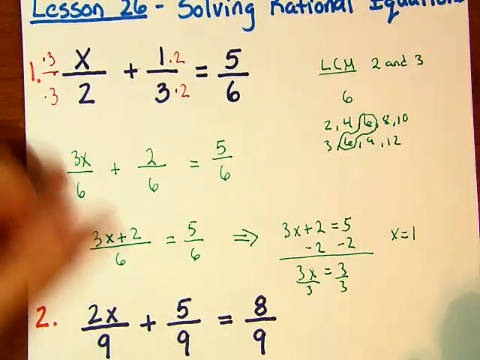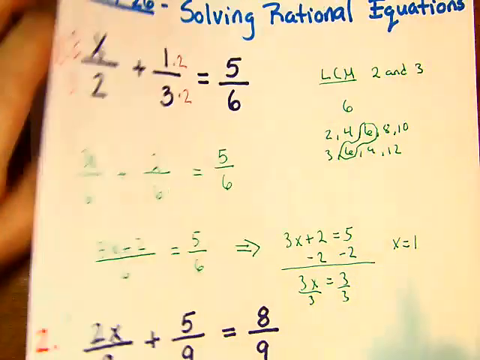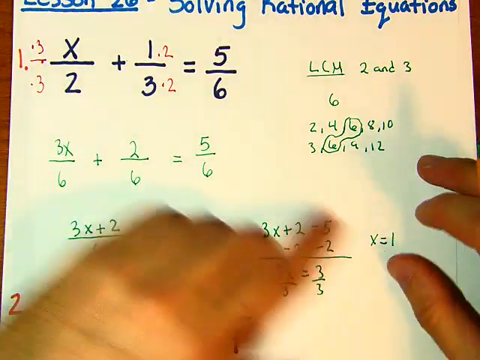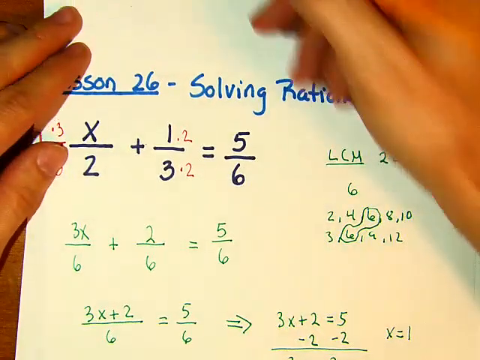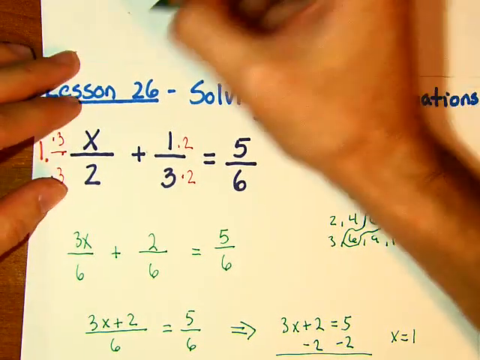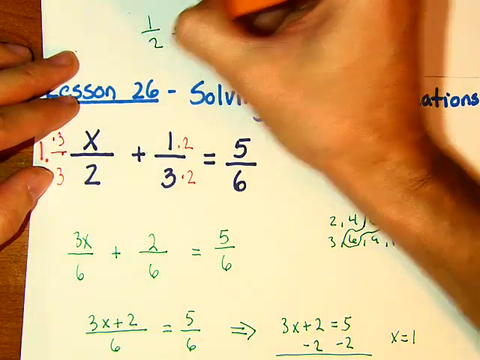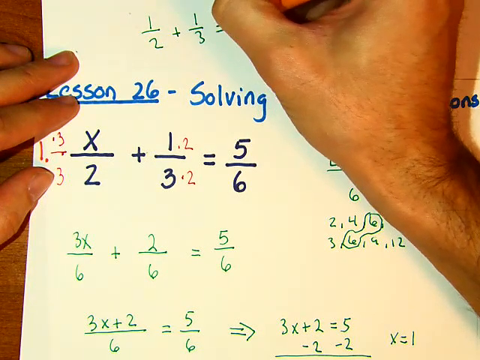Okay, and that's it. And one thing that we should do is, let's actually check our answer. Let's see if x equals 1 will work, because we have to check to see if you plug it in, will it work? Well, let's see. If x is equal to 1, then 1 over 2 plus 1 over 3 is equal to 5 over 6.